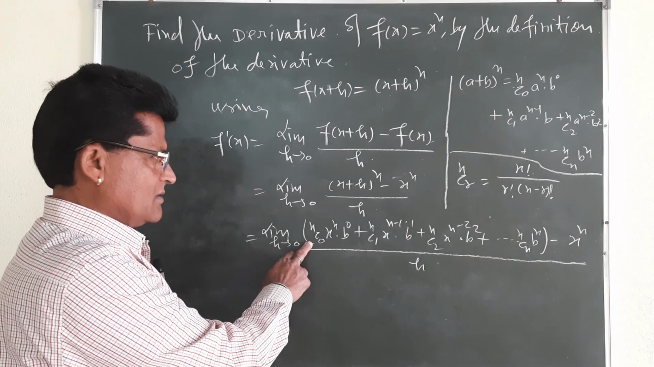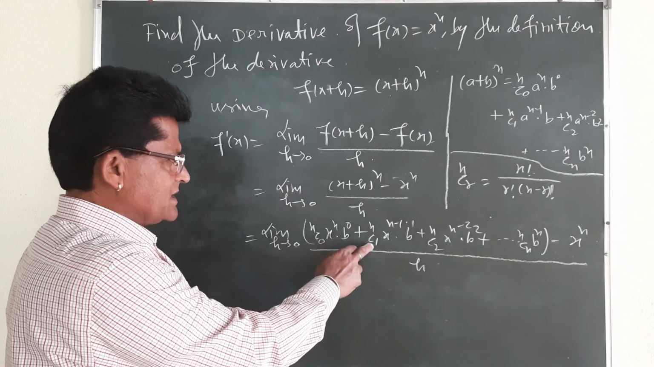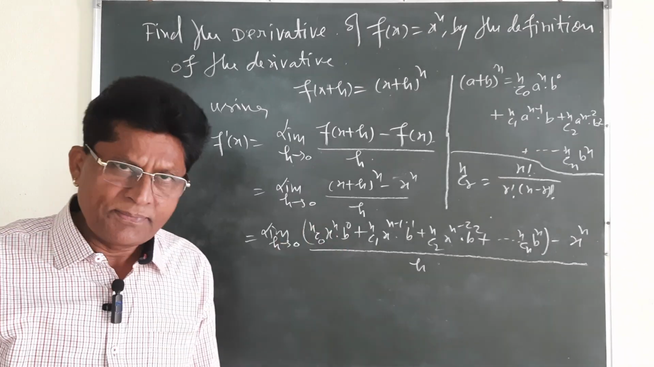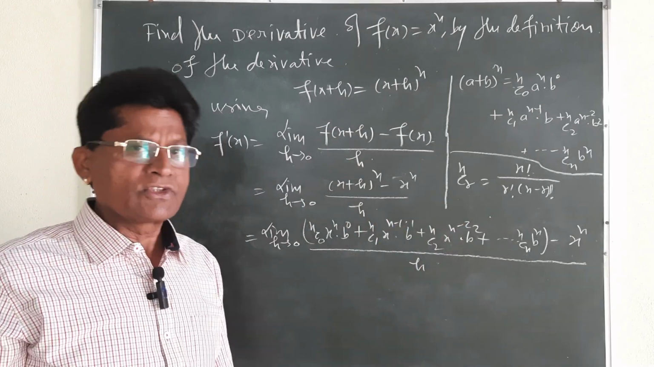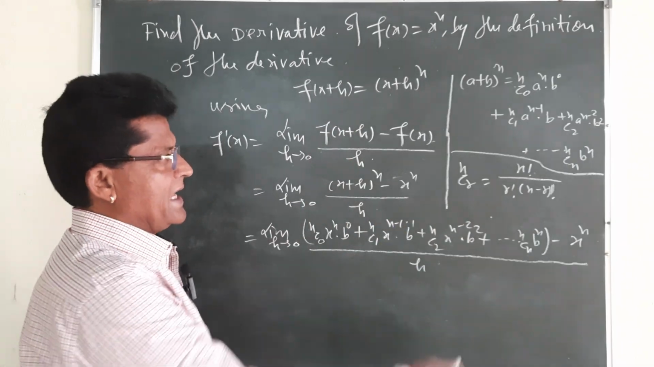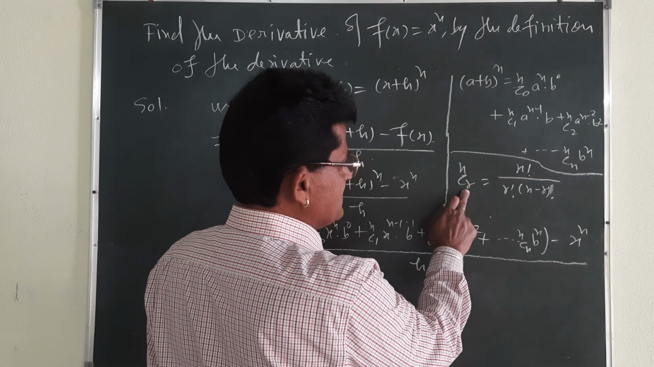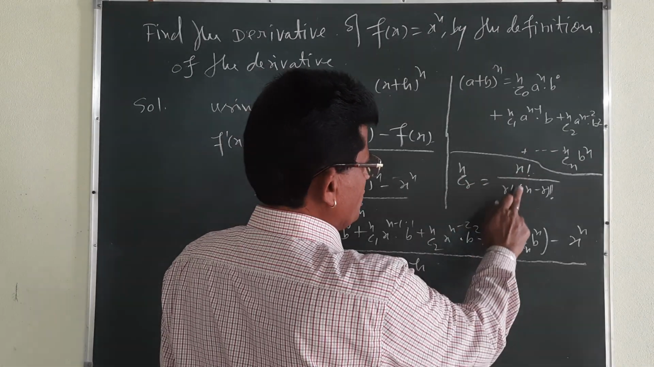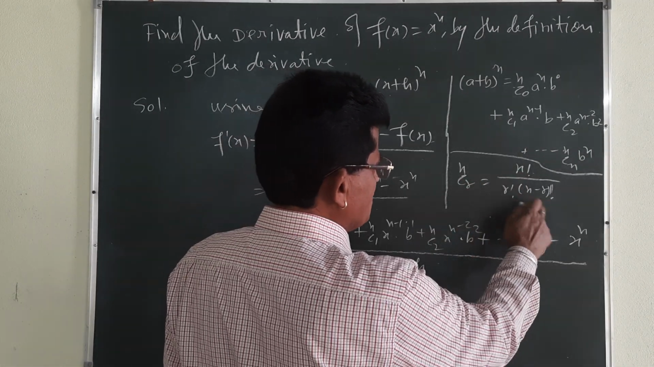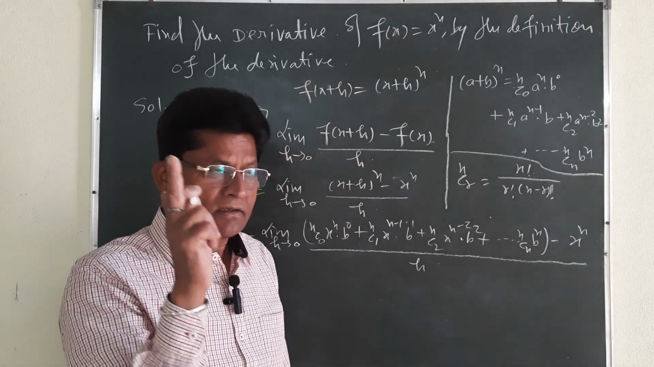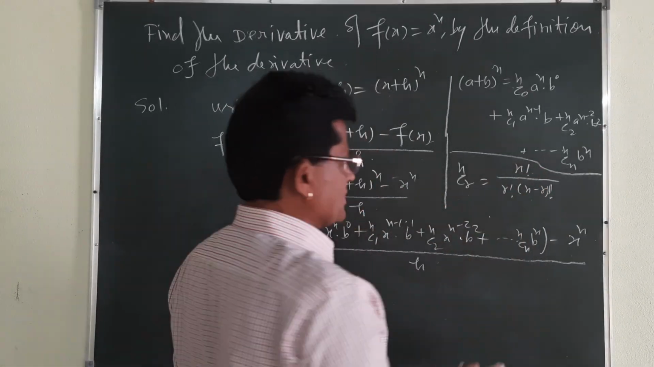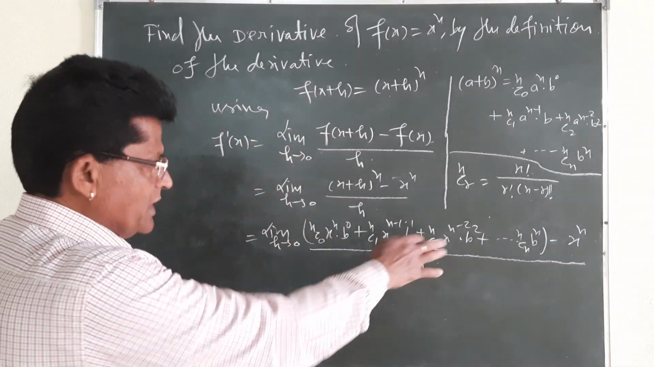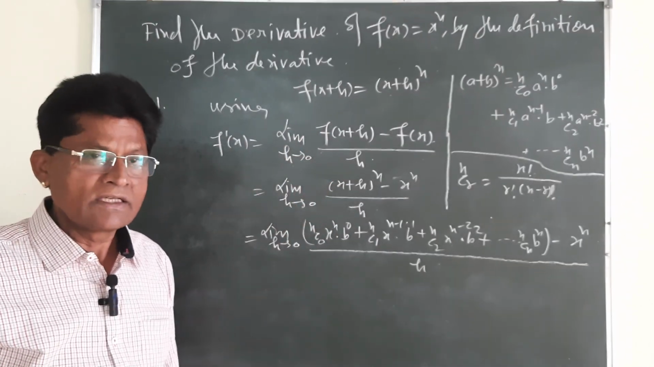nC0, its value is 1. nC1, its value will be n. nCn, its value will also be 1. Suppose in place of r it is n: nCn is n factorial upon n factorial times (n minus n) factorial. 0 factorial is 1. n factorial will be cancelled by n factorial, and its value will be 1. That I told you, the value of nCn is 1.